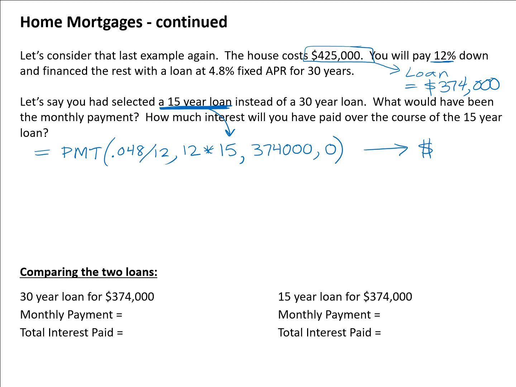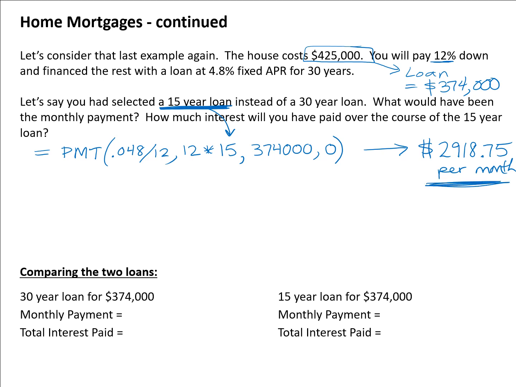to be. And our monthly payment, it turns out, when we want to pay off in 15 versus 30 years, ends up being $2,918.75 per month. Okay, so this ends up being our monthly payment.